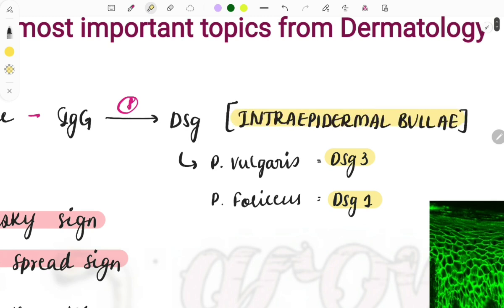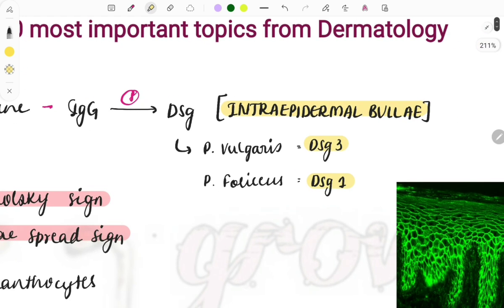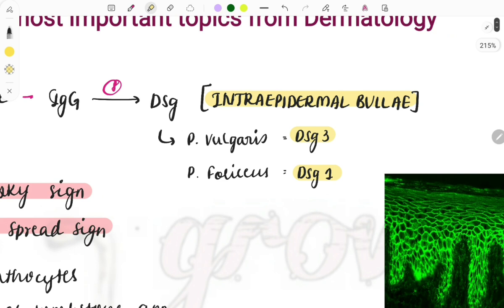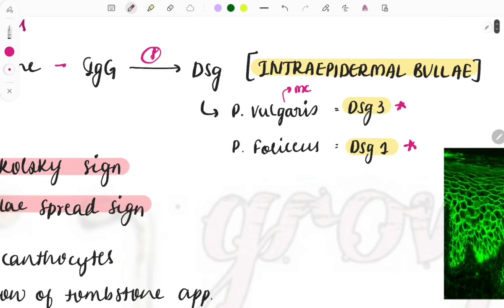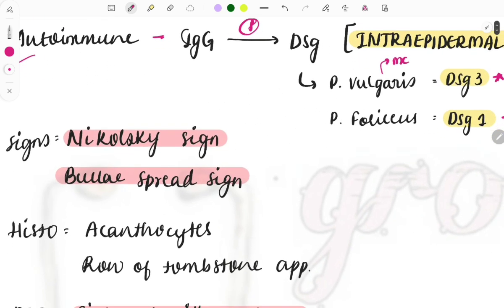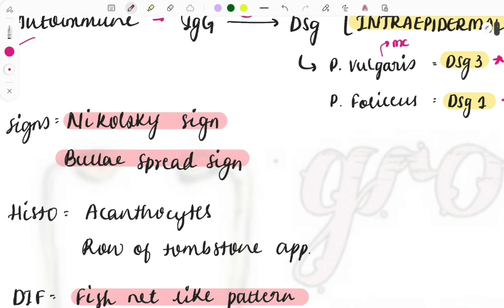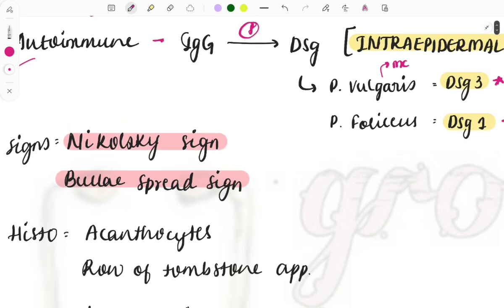These bullae which are seen in pemphigus are intraepithelial bullae, and the two types which you must remember are vulgaris and foliaceus. So wherever you see vulgaris in derm, it is the most common variety, and in vulgaris desmoglein 3 is involved, whereas in foliaceus it is desmoglein 1 which is involved. Then the important things which you must remember are two important signs which we can see in this disease: Nikolsky sign positivity and the bulla spread sign.